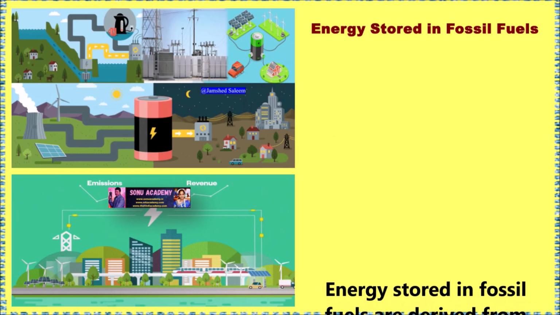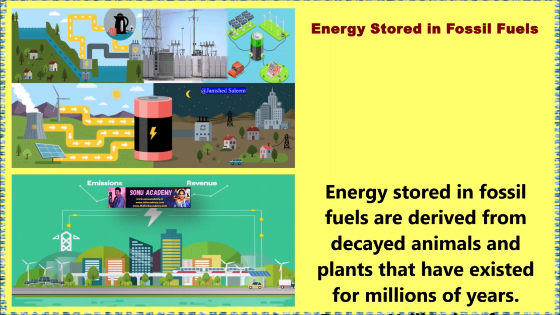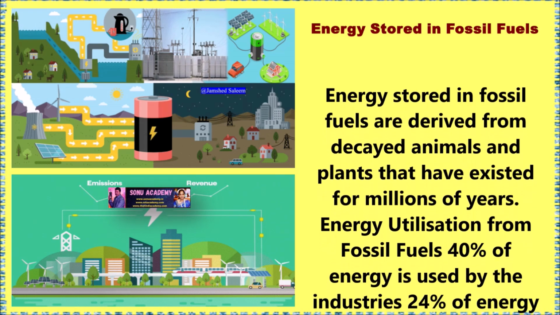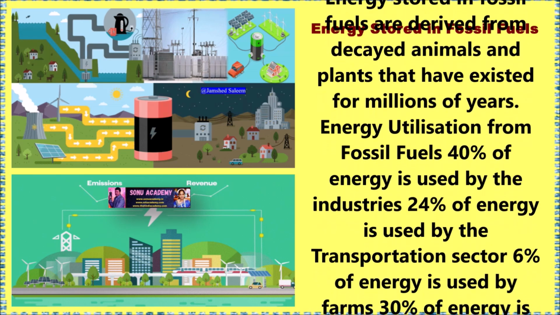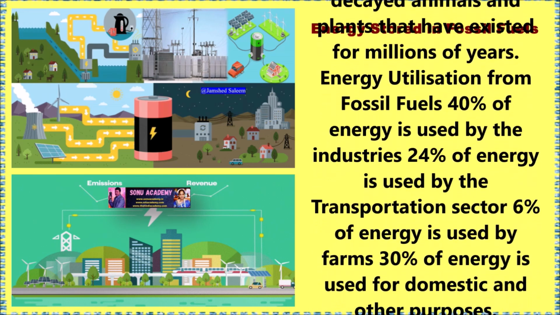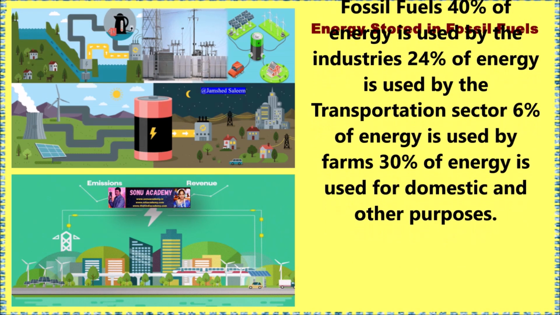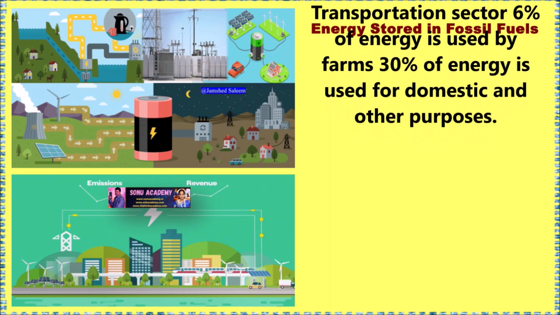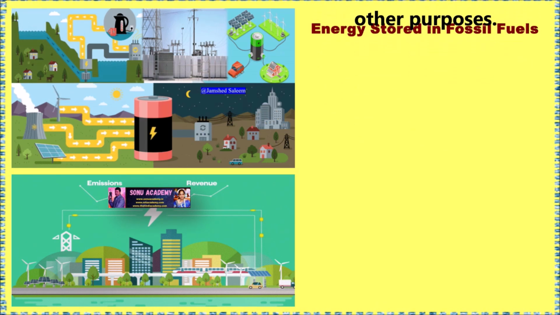Children, let us discuss how energy is stored in fossil fuels. Energy stored in fossil fuels is derived from decayed animals and plants that have existed for millions of years. Of the energy utilized from fossil fuels, 40% is used by the industries, 24% is used by the transportation sector, 6% is used by farms, and 30% is used for domestic and other purposes.